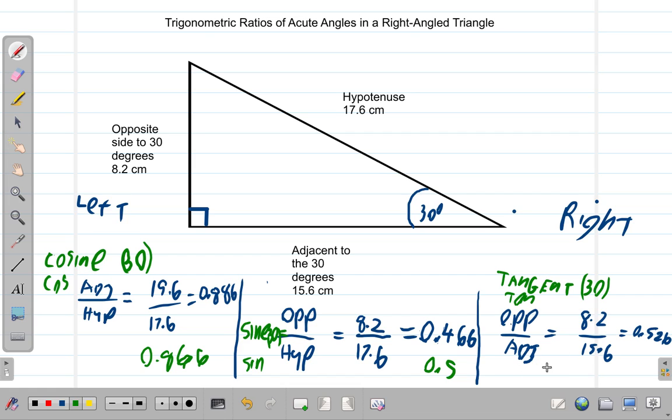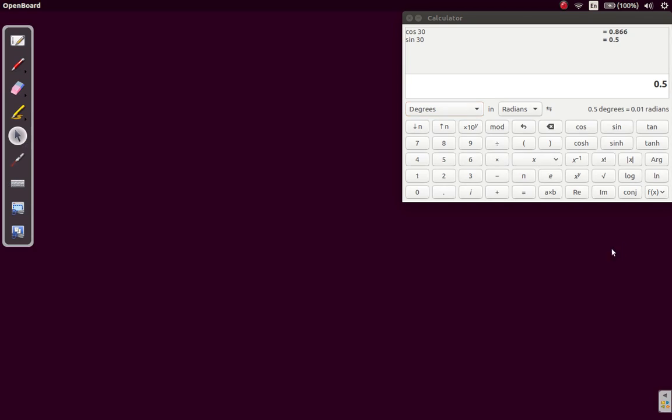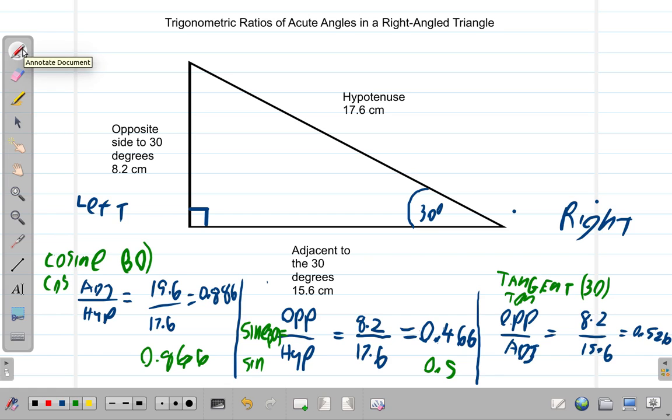And then the tangent of 30. Let's see what we get on the calculator. Clear our calculator. Tangent of 30 degrees equals 0.577. We got 0.526 by measurement, and this is 0.577. That's not too close, but it's kind of close for measurement on a screen. Now, those are the sine, cosine, and tangent for our 30 degrees.